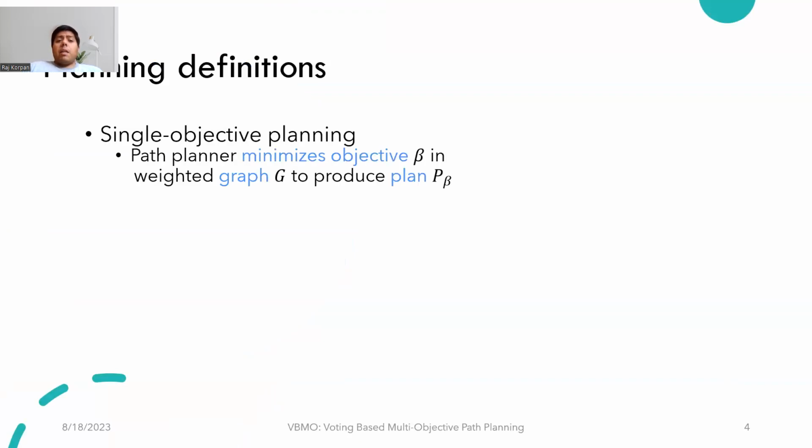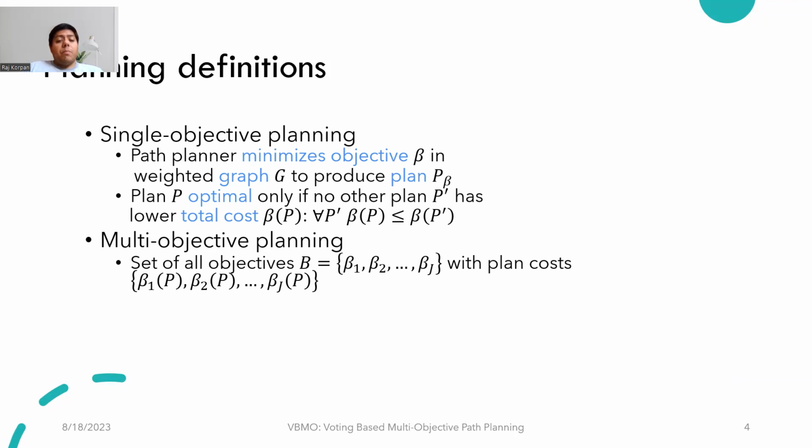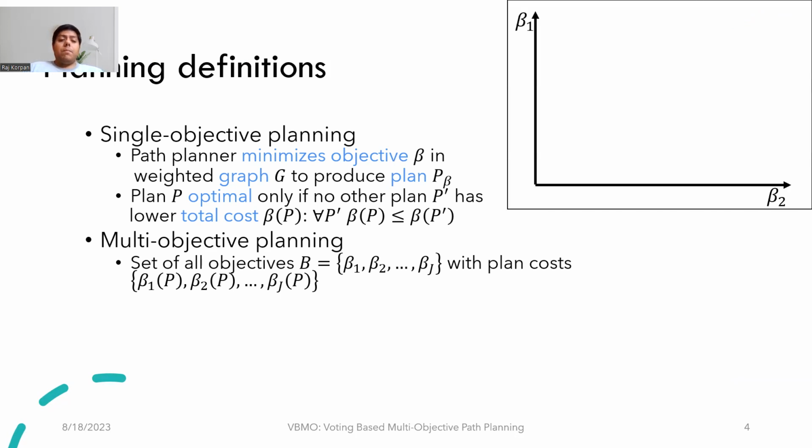In single objective planning, a planner minimizes an objective beta in a graph G to produce a plan P sub beta. This plan is optimal if no other plan has a lower total cost. So here we're minimizing our objective beta. In multi-objective planning, we have a set of objectives, B, which are the objectives beta 1 to beta j, and each of the plans can be evaluated with these objectives, so beta of P.